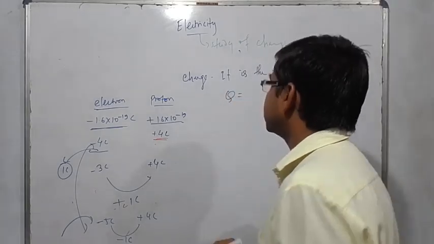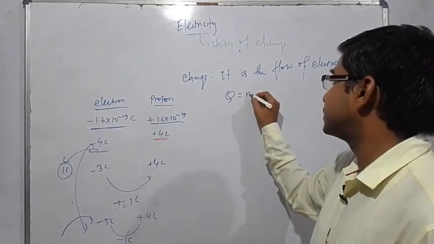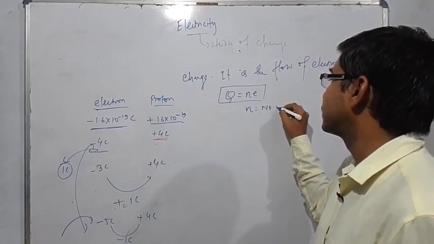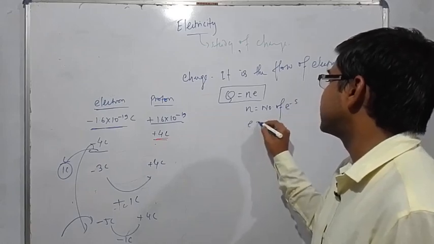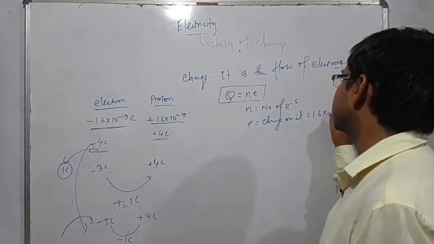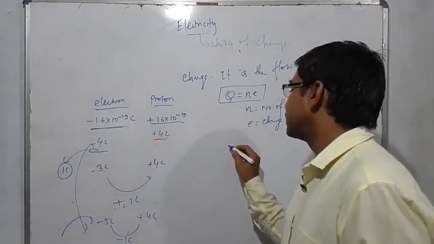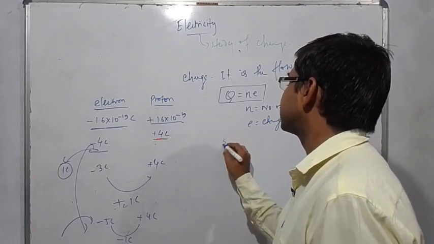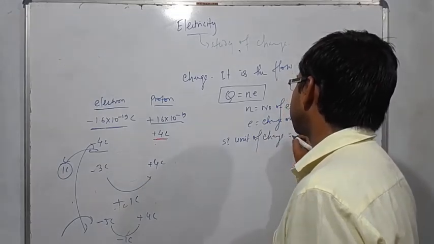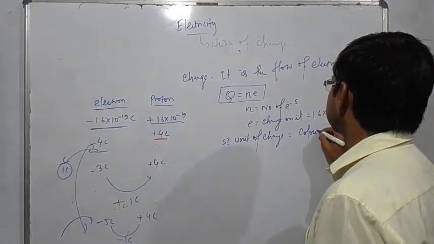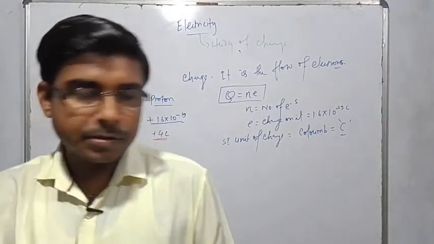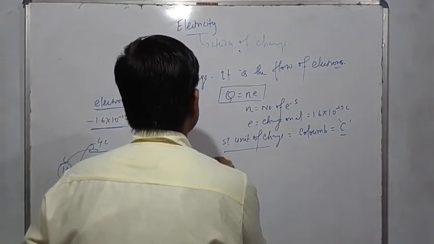The formula: charge is denoted by Q and it is formulated as Q equals n times e, where n is the number of electrons and e is the charge on one electron, which is 1.6 times 10 to the minus 19 coulomb. The SI unit of charge is coulomb. It is denoted by capital C. Okay, so there are two types of charges.